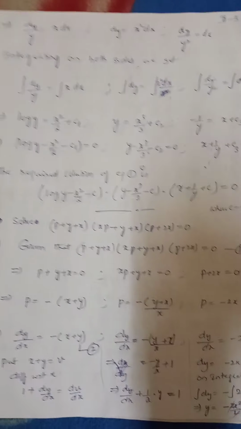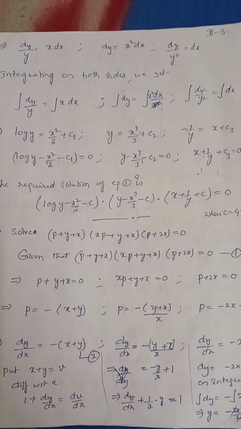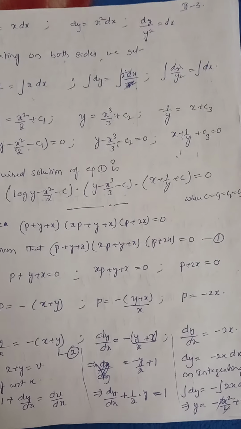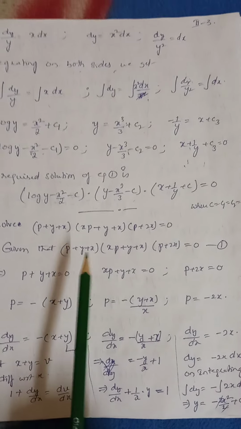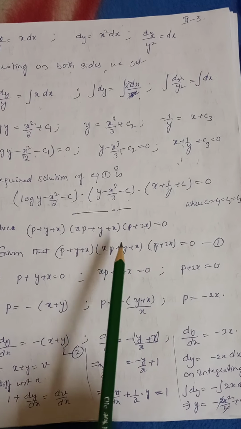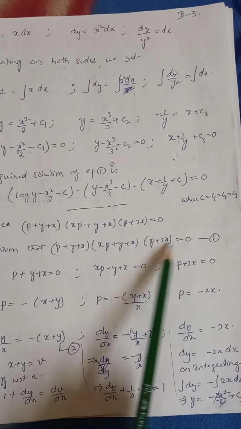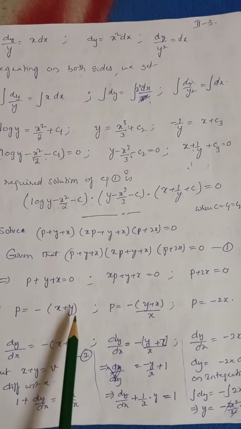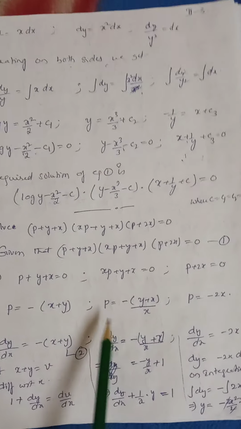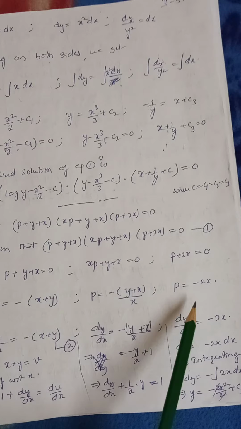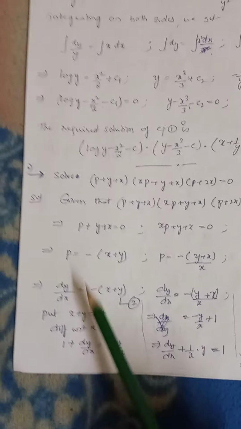Now what is the second step in the main procedure? We have to equate each factor to 0. That's why we are equating each factor to 0. First factor is equal to 0, second factor is equal to 0, third factor is equal to 0. Here p is equal to minus of x plus y, here p is equal to minus of y plus x by x, and here p is equal to minus 2x. Now I am going to discuss the first factor only.